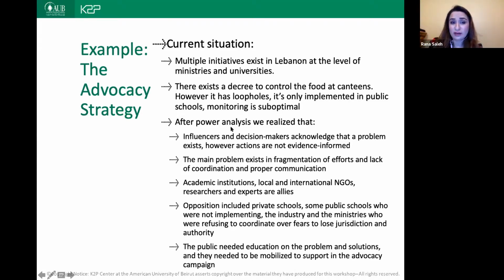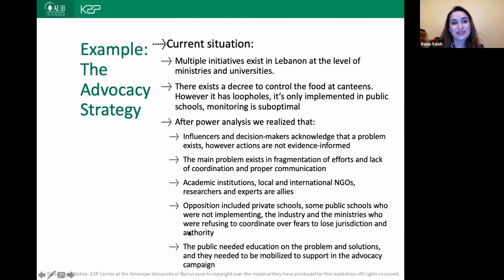After the power analysis, we identified that academic institutions, local and international NGOs, researchers, and experts are our allies that we should be working together with on the advocacy campaign. The opposition were mainly private schools, some public schools that were not implementing the decree, the industry, and the ministries who were refusing to coordinate over the fear of losing some jurisdictions or authority.